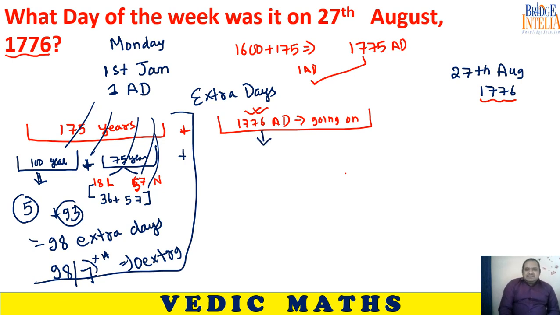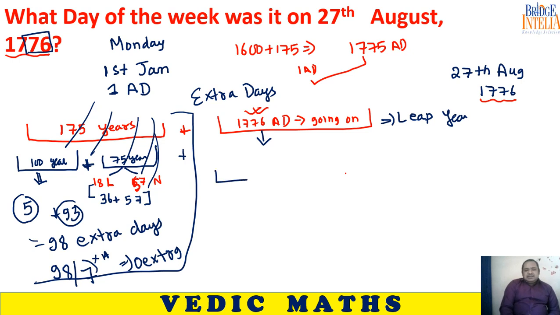So 776 AD is still going on. Please understand, 776 AD. 76 is divisible by 4, so this is a leap year. So our answer is hidden in this portion only, because everything else becomes 0. So 776 is still going on.